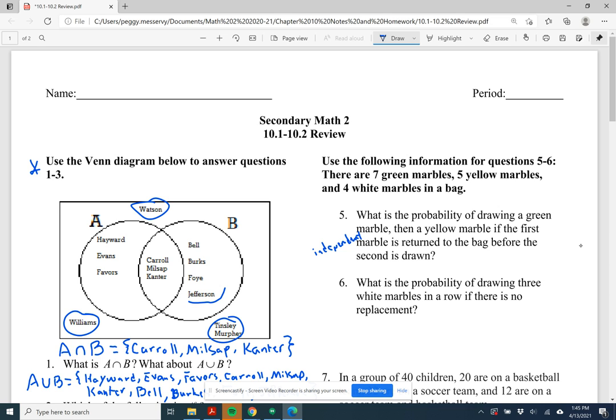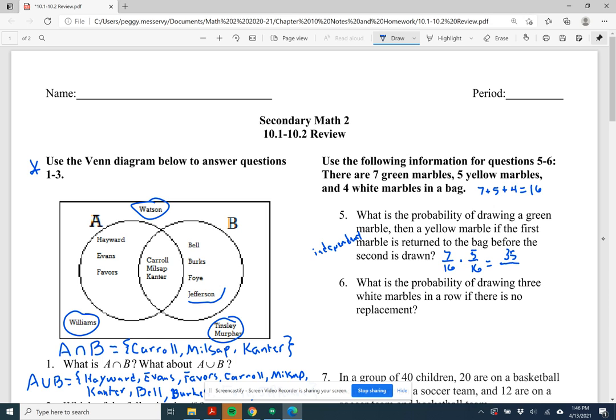All right, so probability of drawing a green is going to be, how many are there altogether? 7 plus 5 is 12, plus 4 is 16. So probability of drawing a green is going to be 7 out of 16. 7 greens out of 16 total. So 7 favorable outcomes divided by 16 total outcomes, times probability of drawing a yellow. Remember, we returned the first one before we drew the second one. So there are 5 yellow. I've got 16 in there because I put the first marble back before I drew the second one.